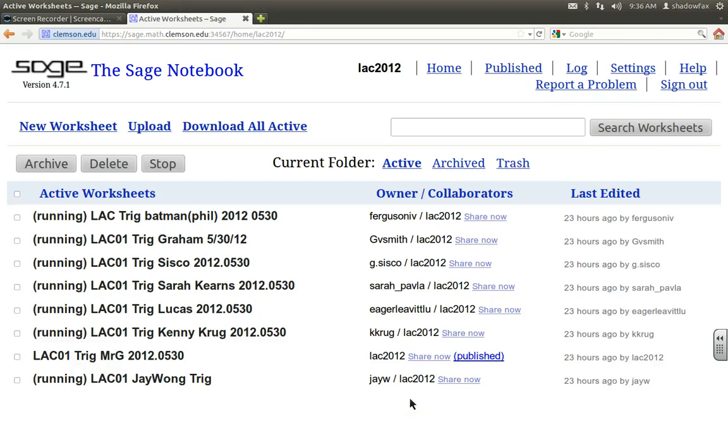Click share. And you have to share with my login name, which is LAC 2012. It's for Life After Calculus 2012. Then click invite, and it should show up on my screen over there. Or not. Maybe I have to refresh it. Did it come up? Yeah, I have to refresh it.